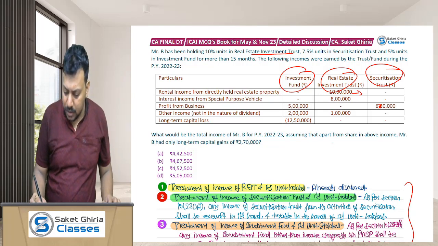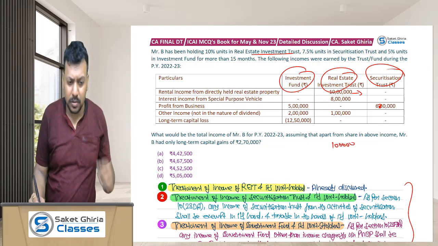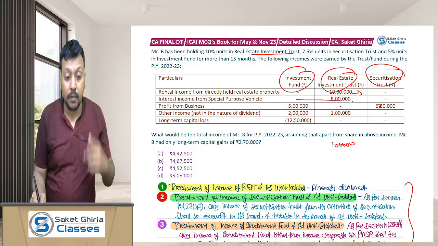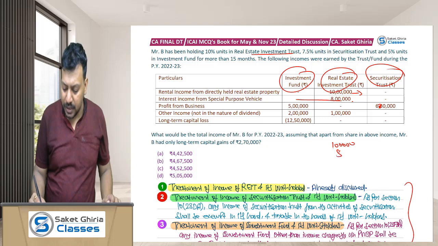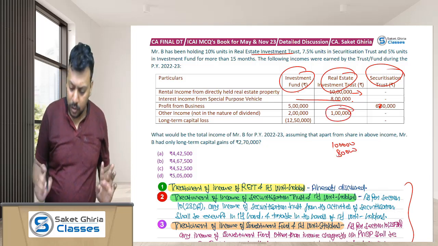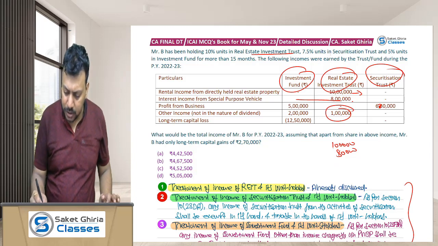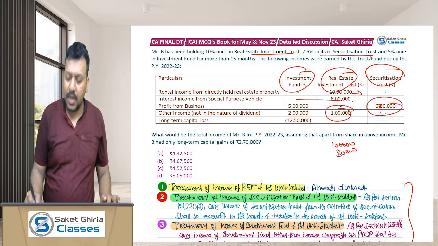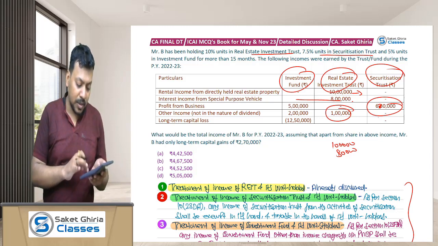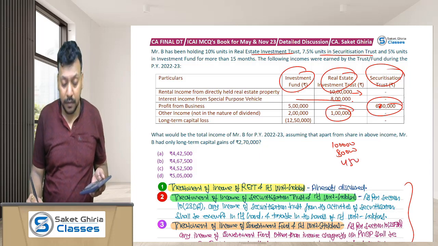of Mr. B, means 1 lakh rupees because Mr. B holds 10%. 8 lakh from interest, this is again exempt in the hands of REIT but taxable in the hands of unit holders, means 80,000. Other income, this is taxable in the hands of REIT itself. Okay, now moving to securitization trust, 7.5%. So 6 lakh rupees, the income of securitization trust from business, this is exempt in the hands of securitization trust but taxable in the hands of the unit holders, means 45,000.